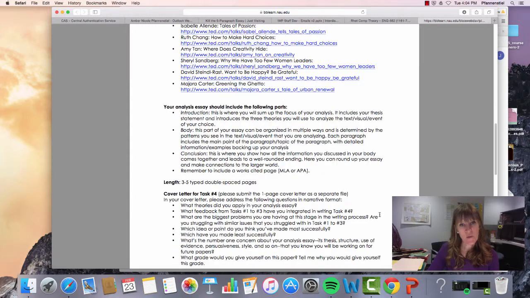Your analysis, like always, is going to include the introduction where you're going to summarize your focus. How do these 3 different analyses come together to form a cohesive paper? And then you'll have the body with your analysis and the 3 different sections of theory. And then you'll have a conclusion. So what does all of this mean? How are we supposed to understand all of this? And why is it important?